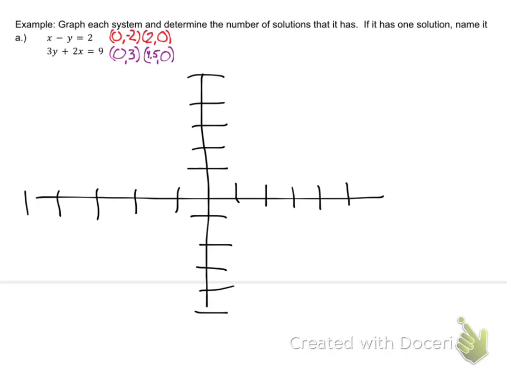Going back to red, 0, negative 2 is there, and 2, 0. Is everybody okay with those 2 points graphed? Connect them. Ooh, I have to say, that was a pretty nice line, I have to admit.